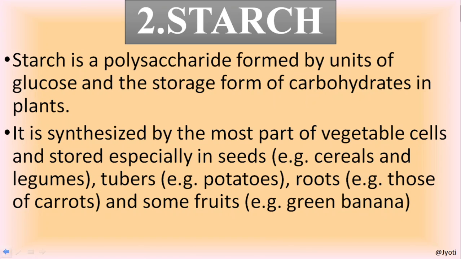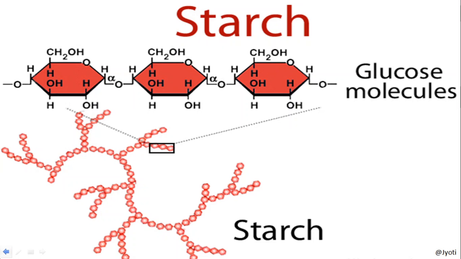Then the next polysaccharide is starch, which is also formed by glucose, and it is the storage form of carbohydrate in plants. It is synthesized by most of the vegetable cells and stored especially in seeds like cereals, legumes, tubers, that is potatoes, roots like carrot, radish, and some fruits like green banana, and so many other examples are also there. So this is the structure of starch.